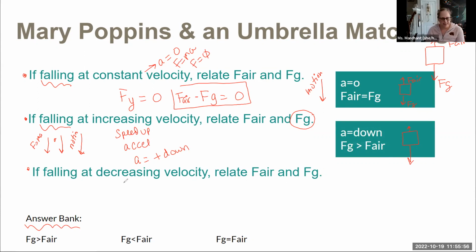If we are falling at decreasing velocity, okay, that means we are slowing down. What's that called? Deceleration, or acceleration is equal to negative in the downward direction. We're still going down, but we're slowing down. That gets us that weird rule. Okay, the negative acceleration in downward direction is equal to the positive acceleration in the upward direction. That's the weird rule. Let's draw it again.